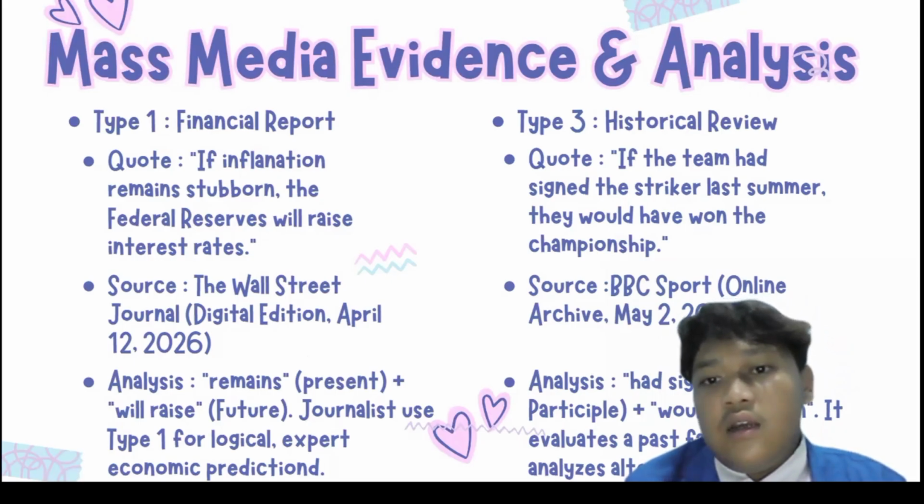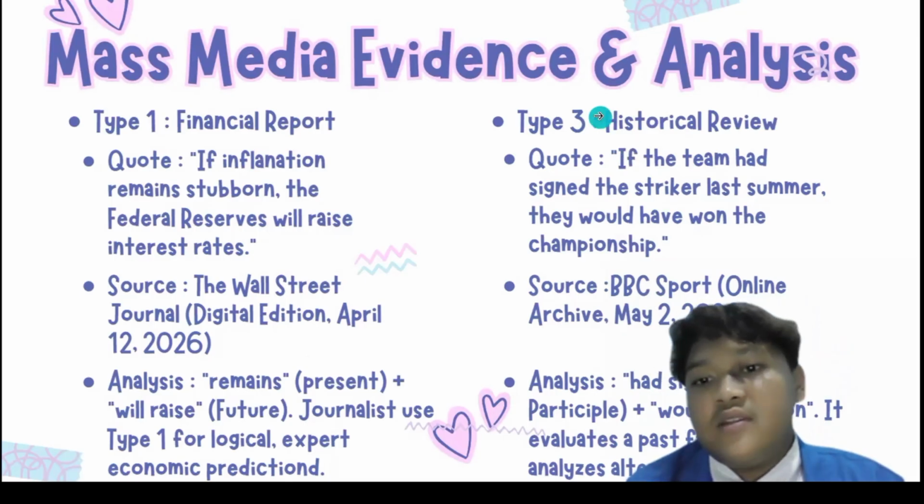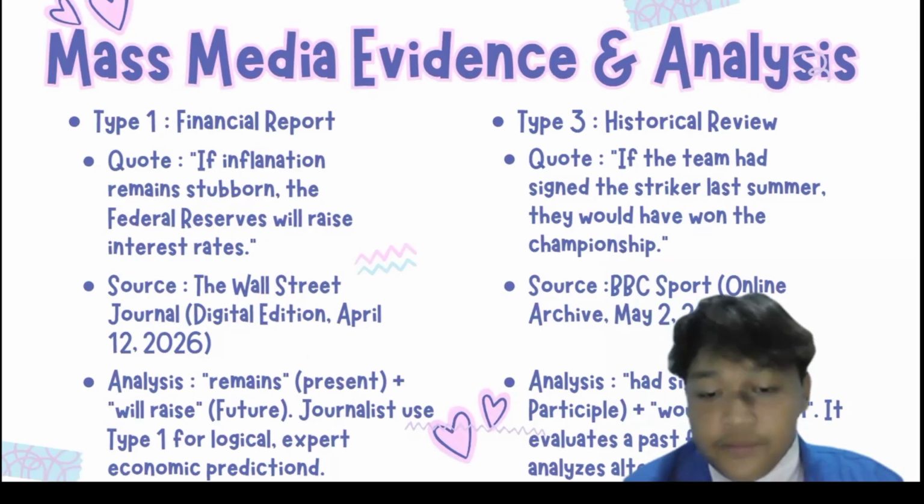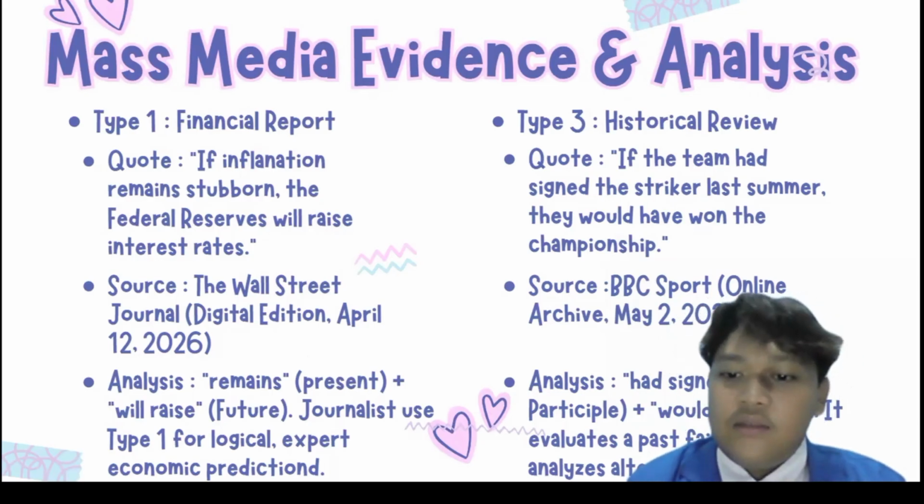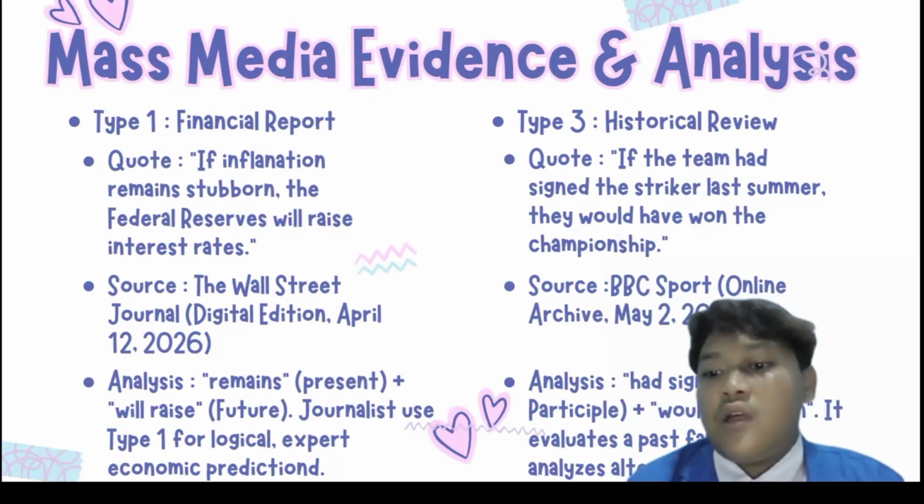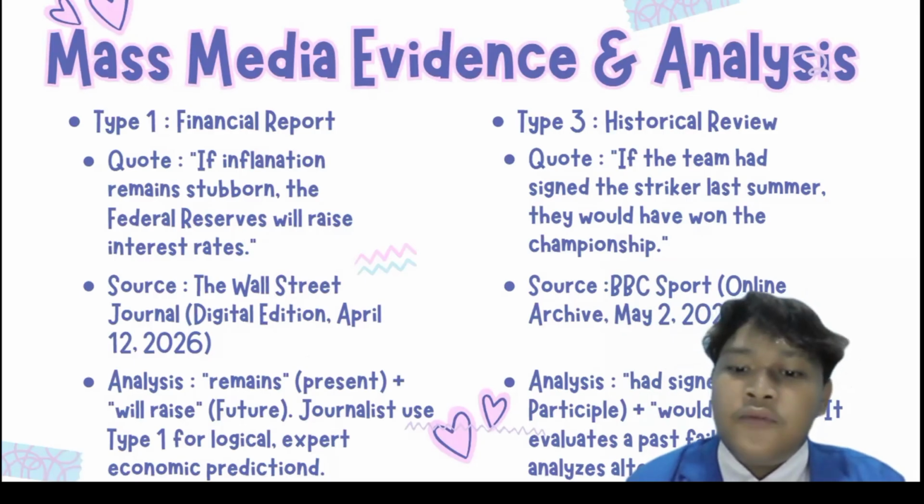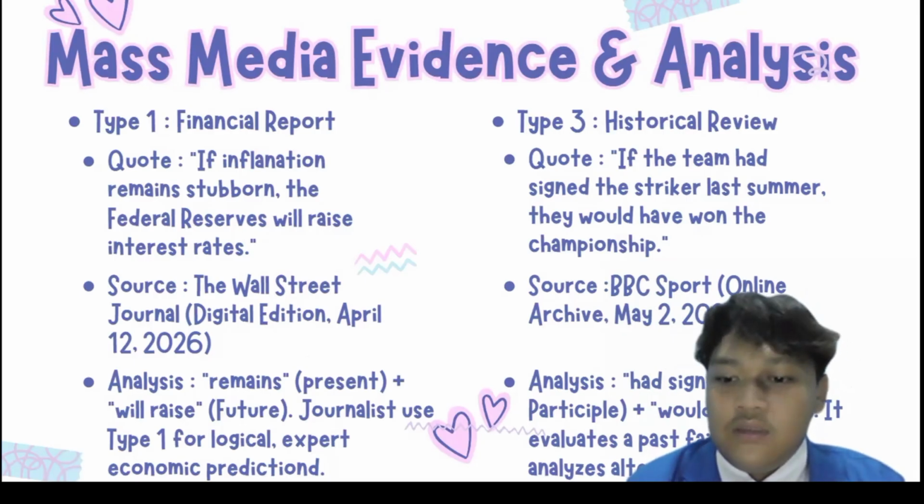And second is historical review, type 3. The third type is from BBC Sport, May 2026. The quote is, if the team had signed this player last summer, they would have won the championship. Had signed is the past participle and would have won is the past conditional. It evaluates the past failure and analyzes alternative outcomes.